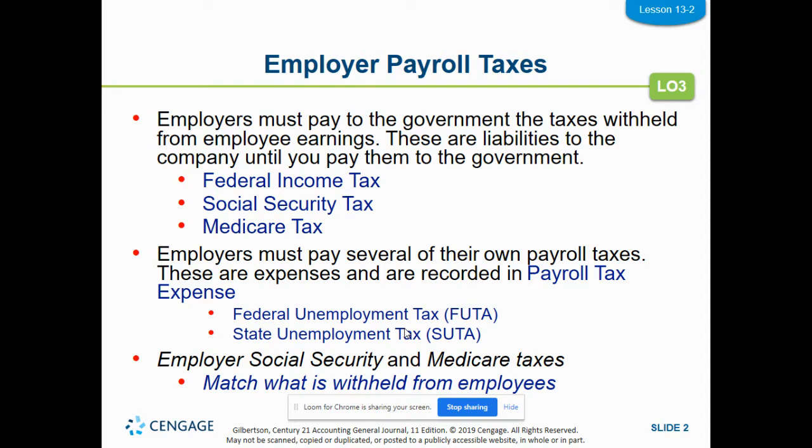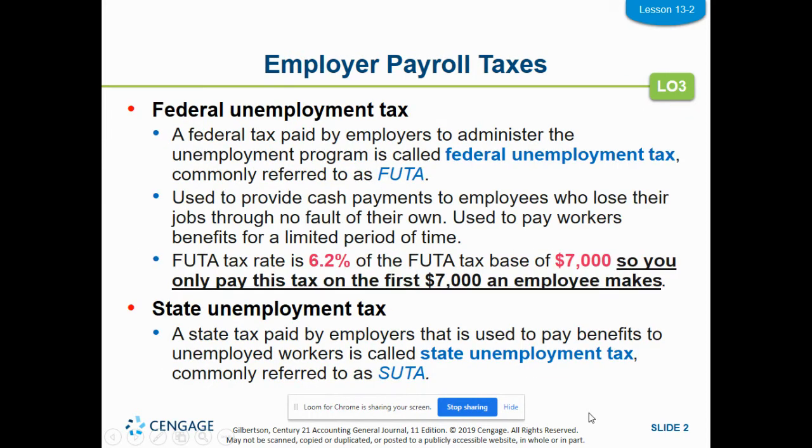We talked in chapter 12 a little bit about the fact that Social Security and Medicare are what we call a matching tax. What that means is that whatever is withheld from the employee's checks, the employer also pays that amount in. So it's basically doubled. For example, if they withhold $10 of Social Security out of your paycheck, your employer also pays $10. So it just matches it.